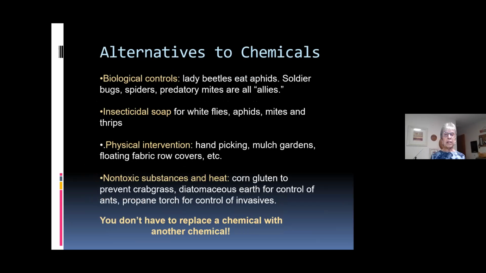And this whole slide basically says that you don't have to replace a chemical with another chemical. If you're looking at some kind of pesticide and you think, well, this sounds kind of toxic, maybe I can find something that's less toxic, it might be better not to think about chemicals. Think about biological controls, insecticidal soap, physical intervention, non-toxic substances, and heat. So it's just kind of a mindset. Let's stop thinking about chemicals. Let's think of alternatives.